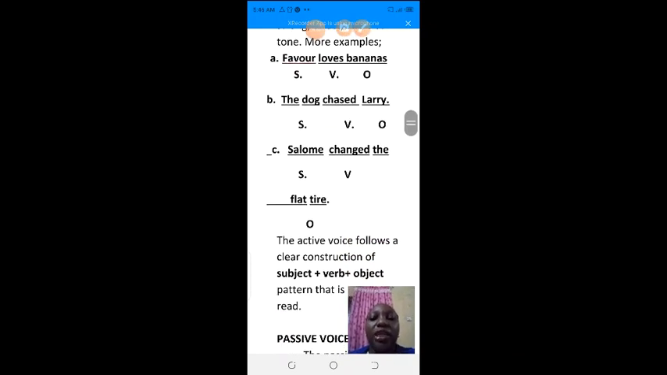The next one: the dog chased Larry. The dog is carrying out the action of chasing someone, and the person who is receiving that action is Larry. Larry is suffering the action the dog is carrying out. So Larry is the object, while the dog is the subject, and the action is the verb, which is chased.